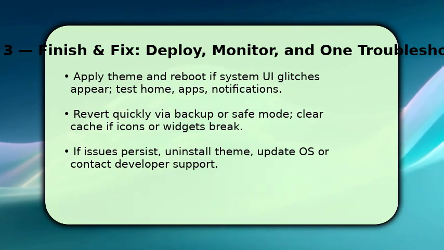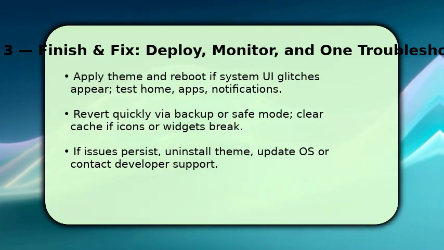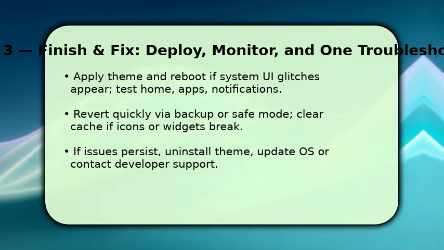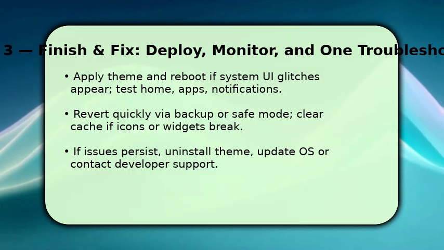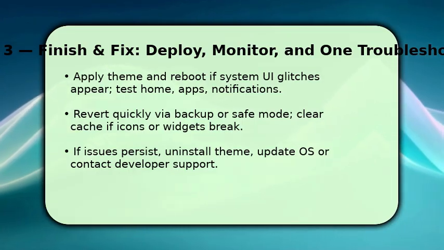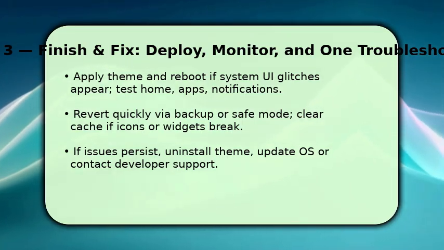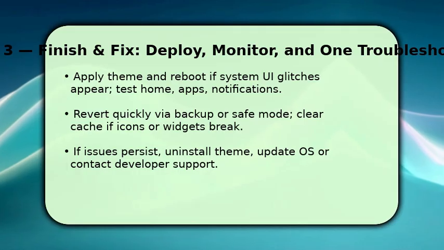Apply the theme and then test home screens, app drawers, notifications, and widgets. If the system UI glitches, reboot once; many changes finalize after a restart. If icons misalign or widgets disappear, clear the launcher cache or revert using your backup or safe mode.